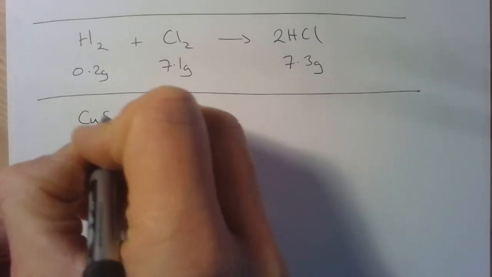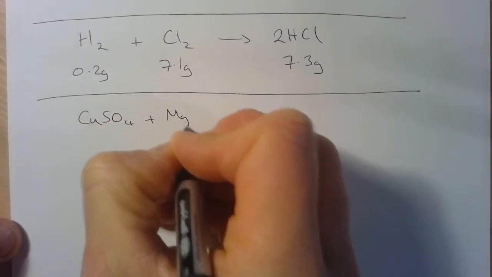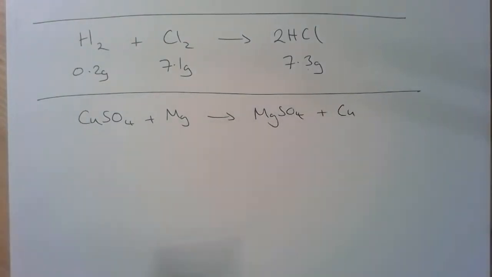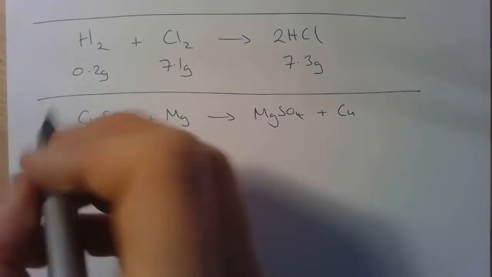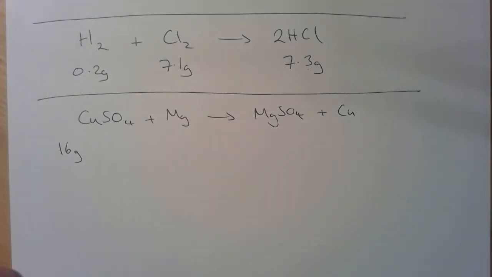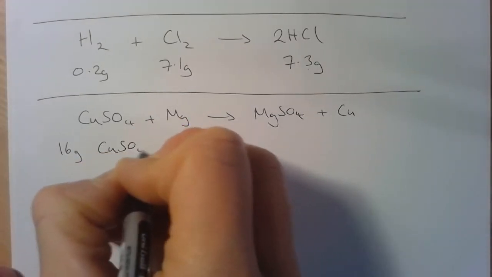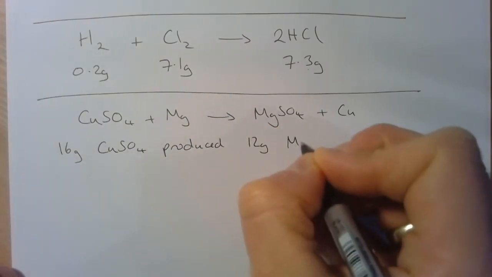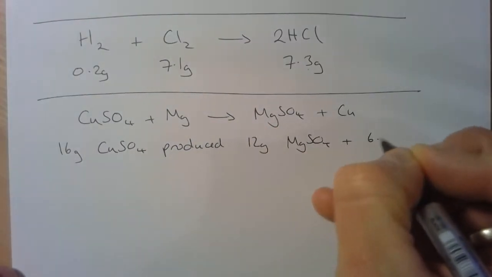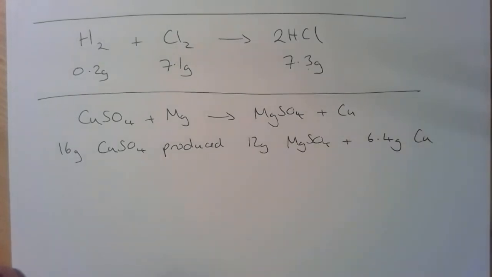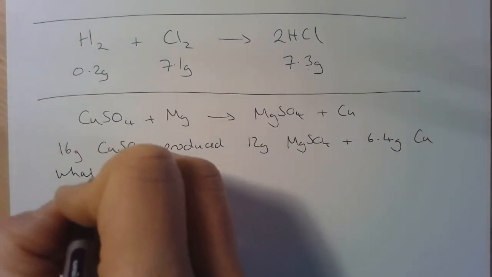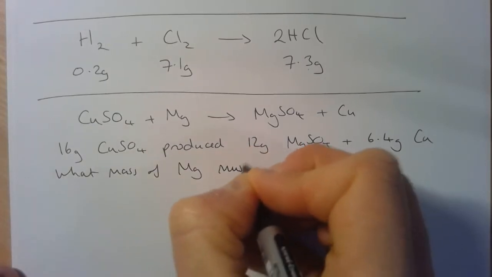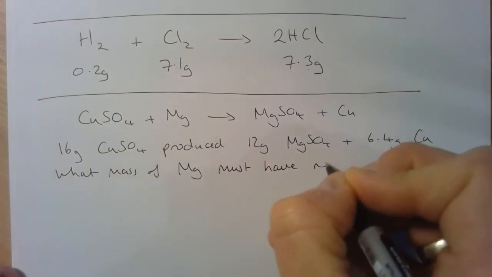So let's have a look at an example question. We're going to have a look at the reaction between copper sulfate and magnesium, which makes magnesium sulfate and copper. We don't need to worry about the equation too much at the moment, but our example question is going to be 16 grams of copper sulfate produced 12 grams of magnesium sulfate and 6.4 grams of copper. What mass of magnesium must have reacted?